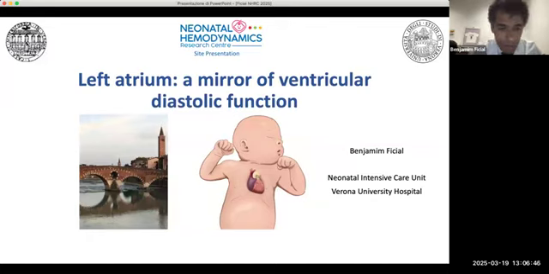So, as you said, this evening talk will be about left atrium as a mirror or surrogate of LV diastolic function.